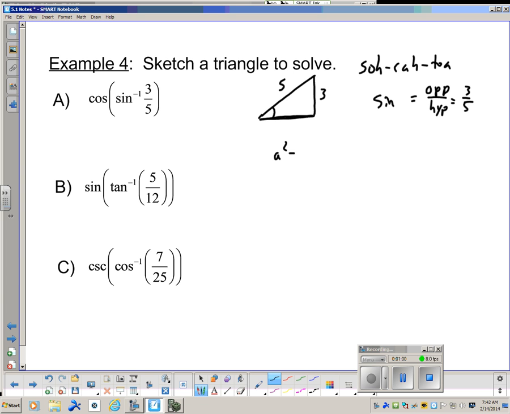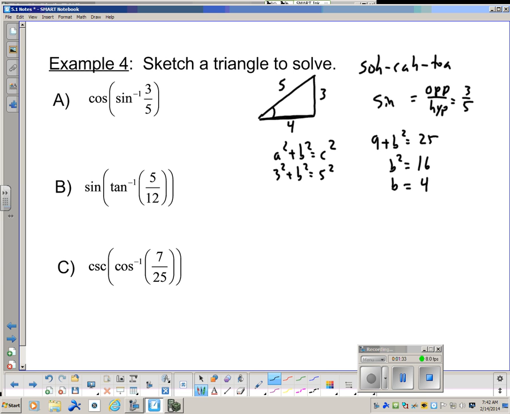That's a squared plus b squared equals c squared. So that's 3 squared plus b squared equals 5 squared. So it's 9 plus b squared equals 25. Subtract 9, you get 16 for b squared, and the square root of 16 is plus or minus 4. But we're doing this positive 3/5, so we're just looking for the positive values when we're putting them in here, so we're going to put a 4 here.